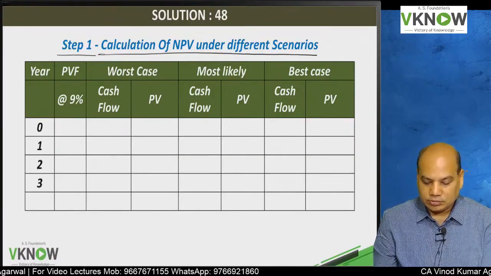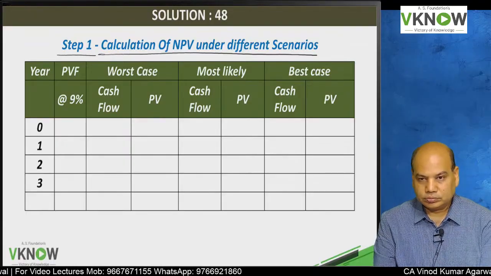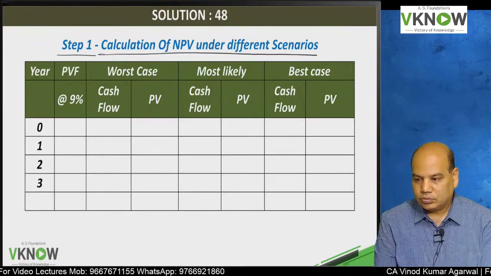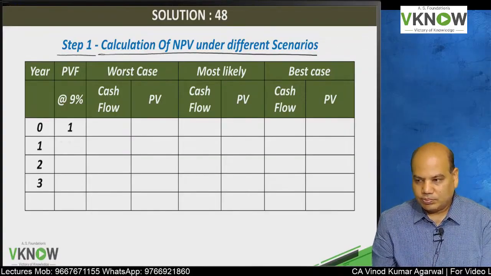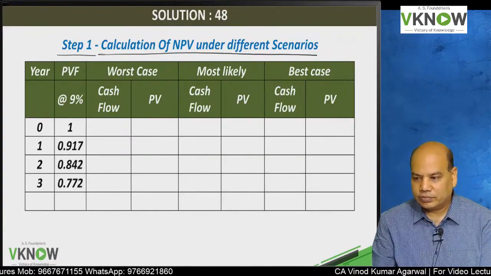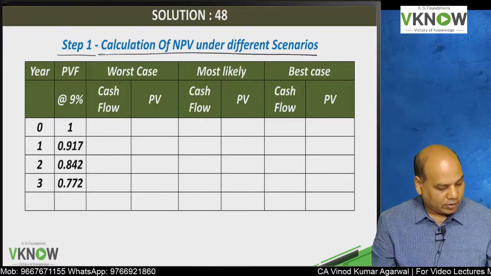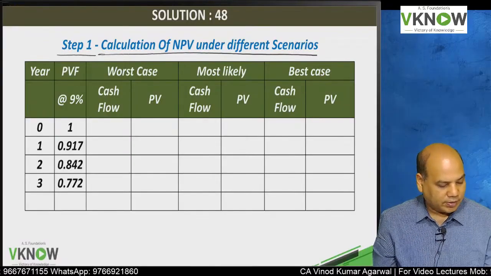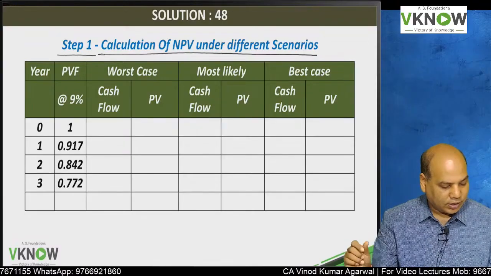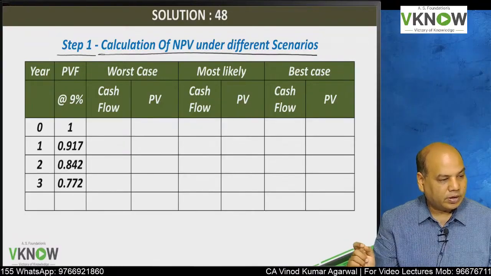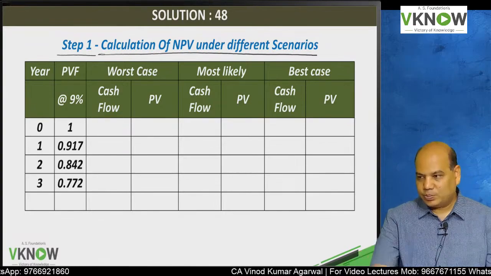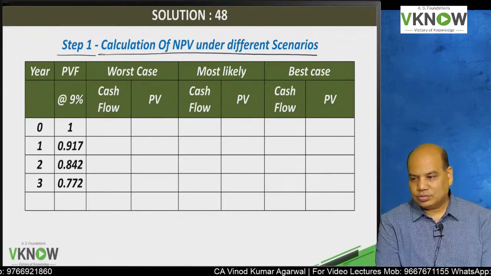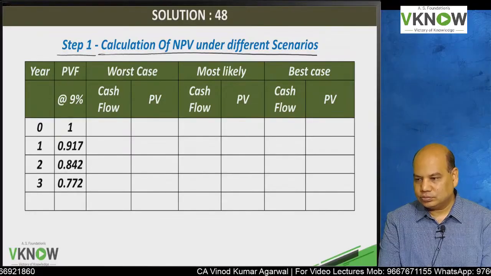Then you write down year 0, 1, 2, 3. PV factor, write down PV factor at 9%. All of you write the same factor. 1 divided by 1.09, 0.917, 0.842, 0.772.